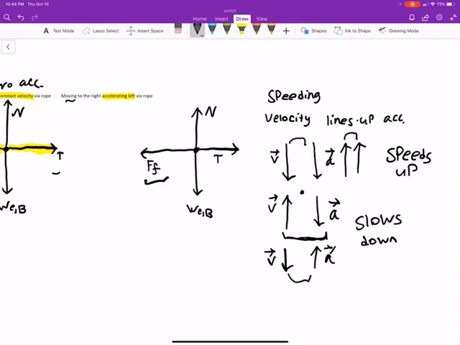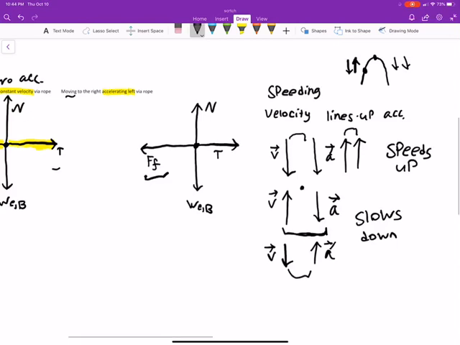So if you throw a ball in the air, at first it's going to go up, up, up, up, and then down, down, down, down. At, say, this point, your velocity vector is going to point up, acceleration vector is going to point down, so that tells you you're going to slow down until you reach here, and then velocity and acceleration point in the same direction, and you speed up till you reach a terminal velocity.